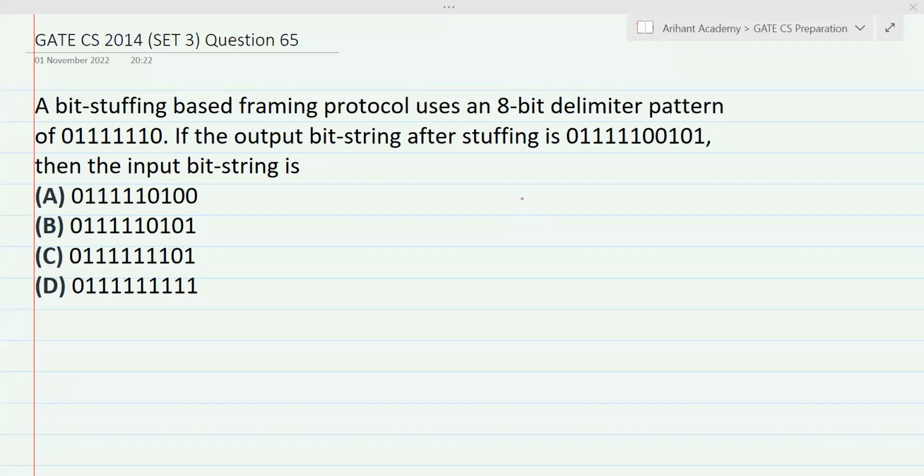Hello everyone. Here in this session, we are going to discuss a very important question, and this question was asked in GATE CS 2014 set 3, and question number was 65.